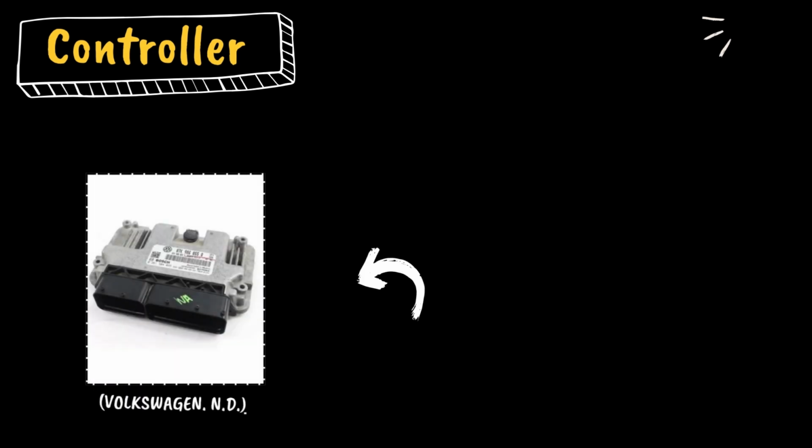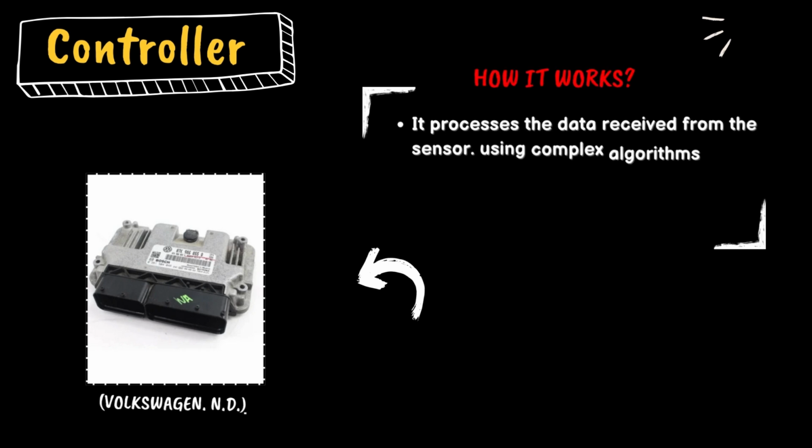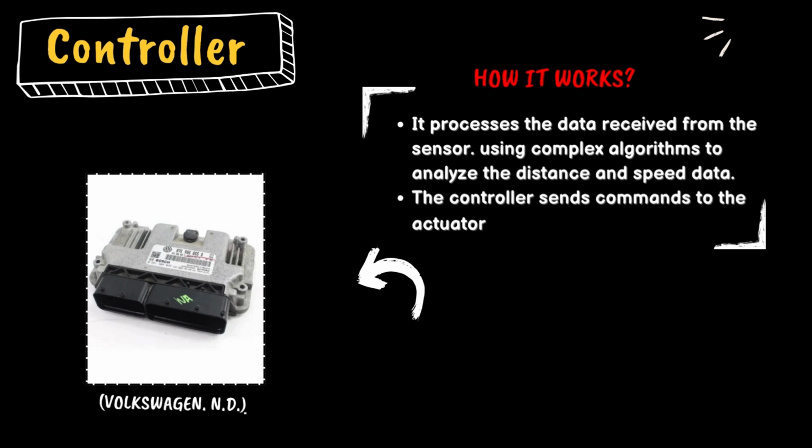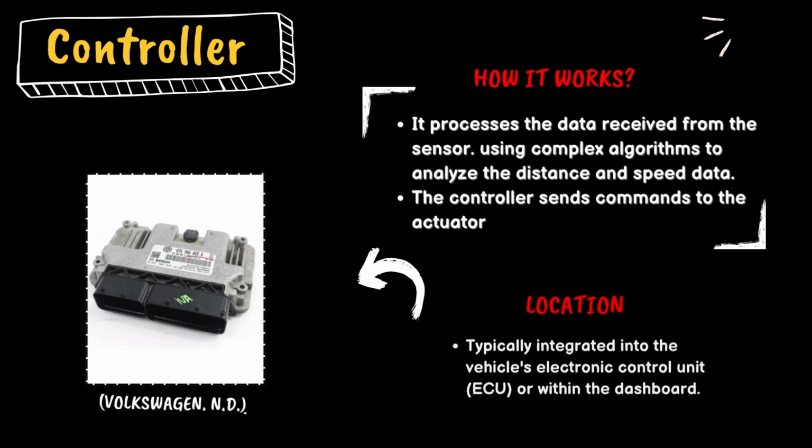The controller is the brain of the adaptive cruise control system, processing data from sensors and making critical decisions to ensure safe and smooth driving. It processes the data received from the radar sensor. It uses complex algorithms to analyze the distance and speed data, determining the necessary adjustments to the vehicle's throttle and braking systems. It sends commands to the actuator to perform these adjustments in real time. It is typically integrated into the vehicle's electronic control unit. Its central location allows it to effectively communicate with various components of the ACC system and the vehicle's overall control architecture.